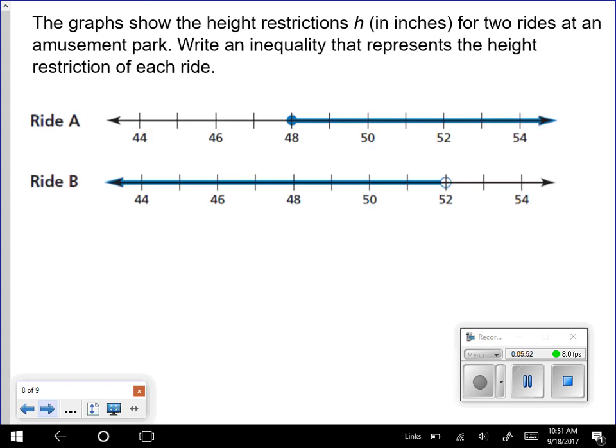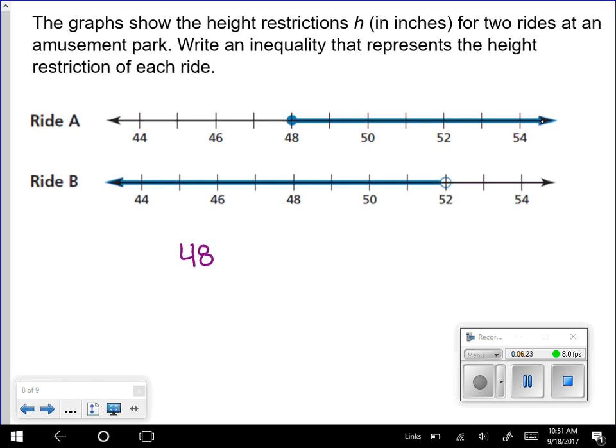The last type of problem, you'll be looking at some graphs, and you're going to have to write an inequality that is represented by the graph. The graphs show the height restrictions h in inches for 2 rides at an amusement park. It says write an inequality that represents the height restriction for each ride. For ride A, we have a closed circle at 48. So 48 is going to be a big part of our inequality.